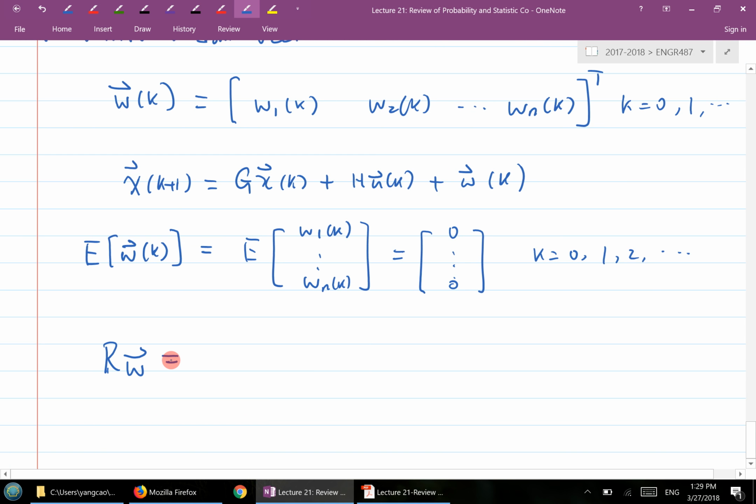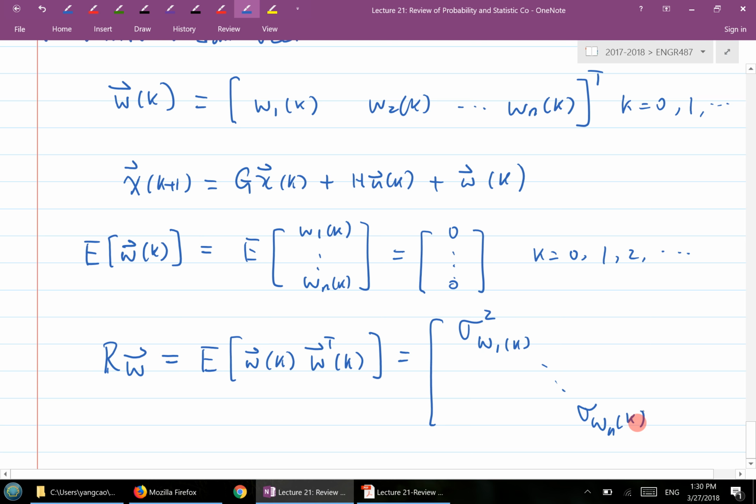You can also calculate the correlation matrix R. I'll be only interested in the correlation of the vector with itself, that's the autocorrelation. For this one, you end up with a diagonal matrix. The elements of the diagonal matrix are the variance of each individual one of them.